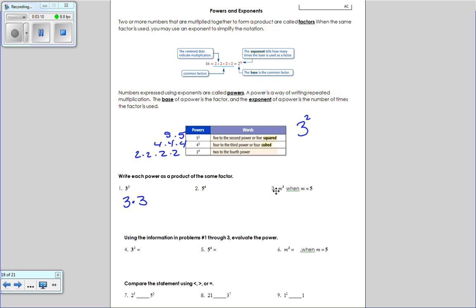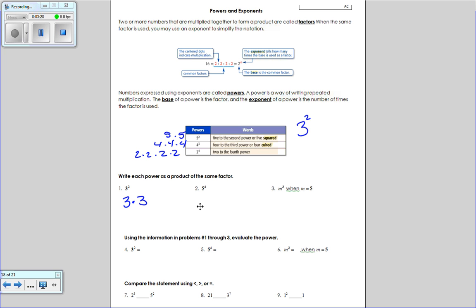And then in number 3, when m is cubed and when m equals 5, then how will I write that? So I'm going to replace the 5 for the m in my original little expression, and then write that out as a product of the same factor.